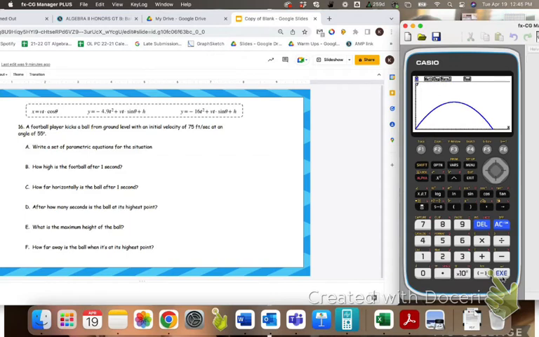All right, so now let's answer the questions that we have. I'm going to answer them the first time around just by tracing. Then I'll go back and show you the algebra behind it for those of you who are working it out that way. So first you want to figure out how high is the football after 1 second.